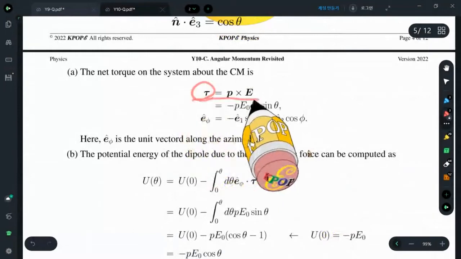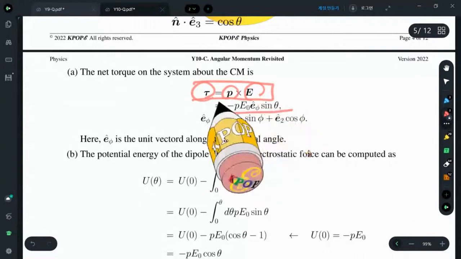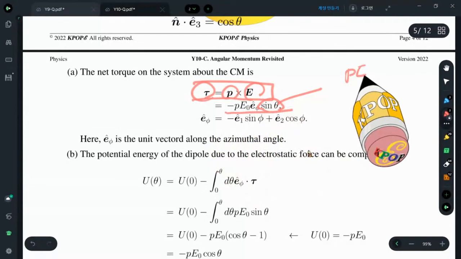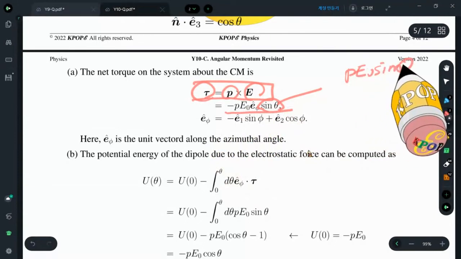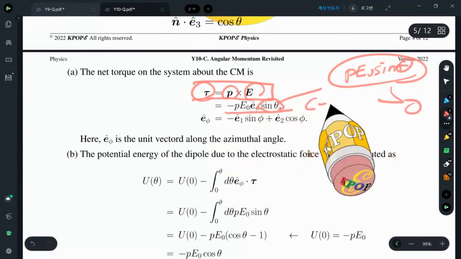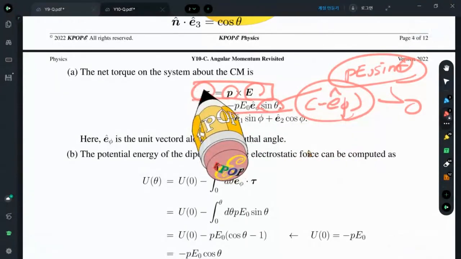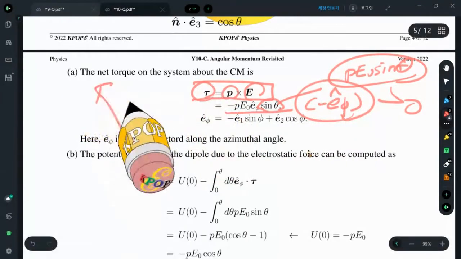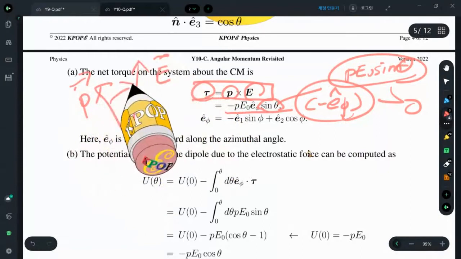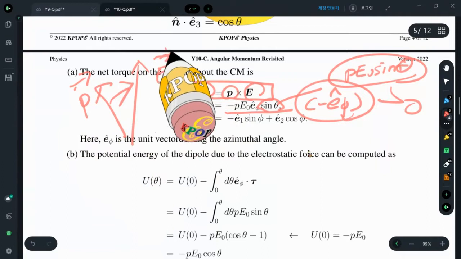Now we have computed the torque. Memorize this formula, but also memorize this one too: sine is this, pE0 sine theta. The product is positive, and it is proportional to minus E phi hat. That means the torque acts to rotate this dipole to be aligned with the electric field. That's a very important feature.